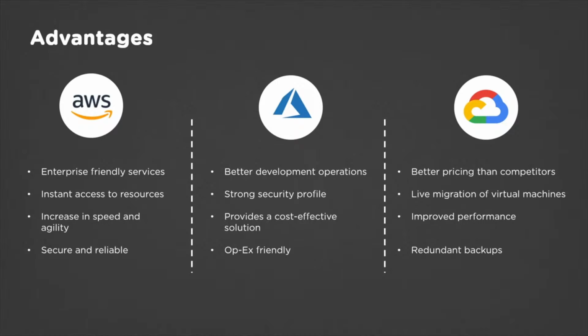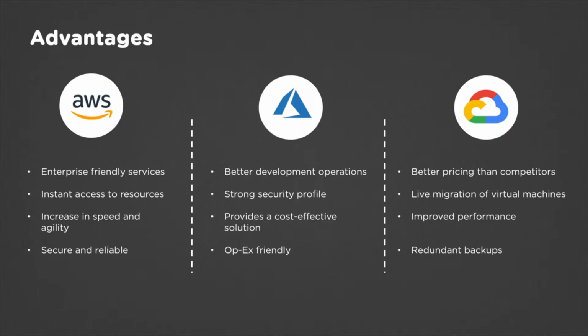GCP also provides live migration of virtual machines. Live migration is the process of moving a running VM from one physical server to another without disrupting its availability to the users. This is a very important differentiator for Google Cloud compared to other cloud providers. GCP provides automatic scalability. This allows a site's container to scale to as many CPUs as needed.